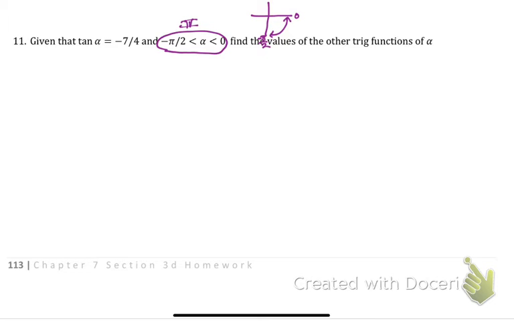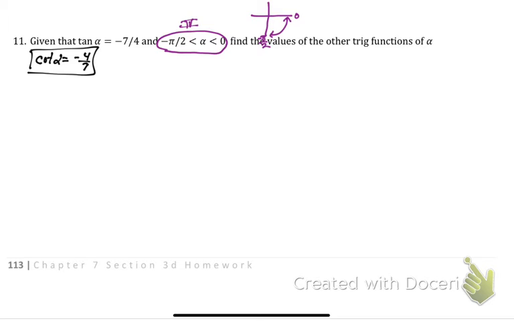Well, in quadrant 4, we have "all students take calculus": cosine's positive, secant's positive, but everything else is negative. That's all it's saying. So when we get done, those should be positive, everything else should be negative. Well, they give me tangent alpha equals negative 7 over 4. What you should probably do right away is say, oh, you know what? Cotangent equals negative 4 over 7. You just flip it.